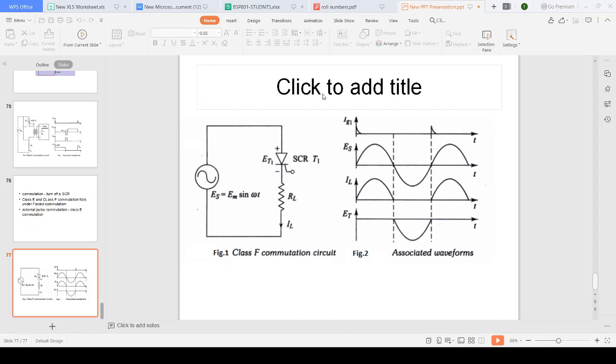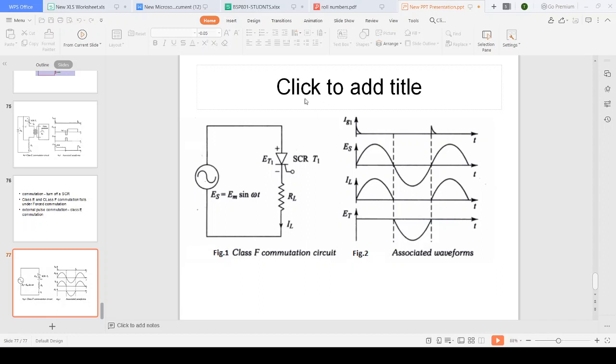Ig1 means I stands for current, G1 means gate current. ES is nothing but the applied voltage. IL is the current through this resistor RL; L stands for load, I stands for current. ET is the voltage across this SCR T1.